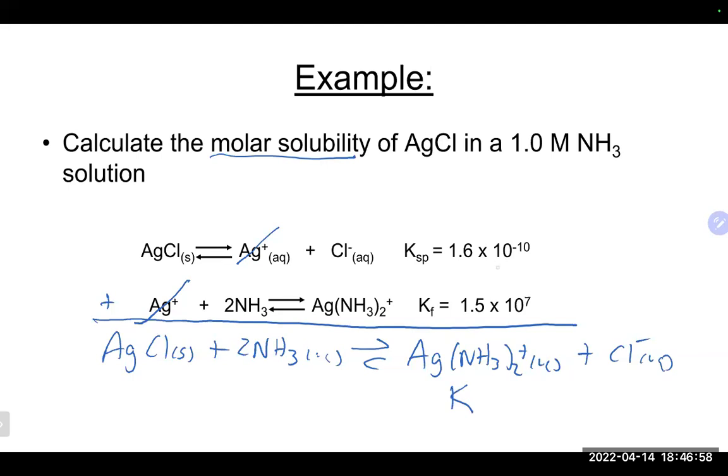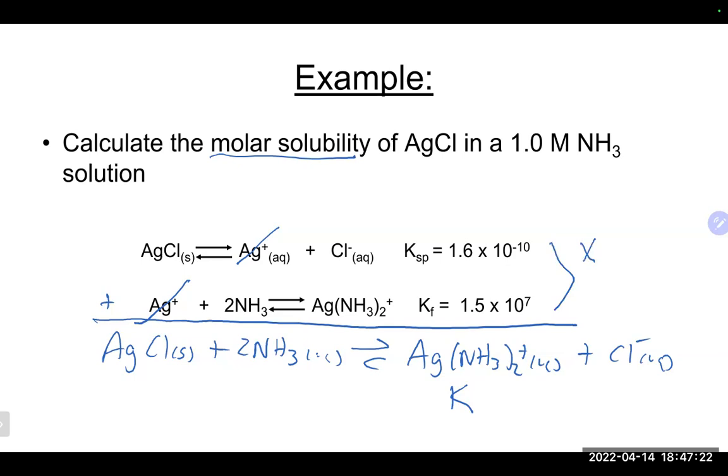By multiplying these two. Can you multiply a Ksp and a Kf together? You can actually. They're all just equilibrium constants. It doesn't matter what the little letters on the bottom are, they're all the same. That's why we could do, right, Kw equals Ka times Kb. It doesn't matter. They're all equilibrium constants. So we can multiply these together to get the K value.